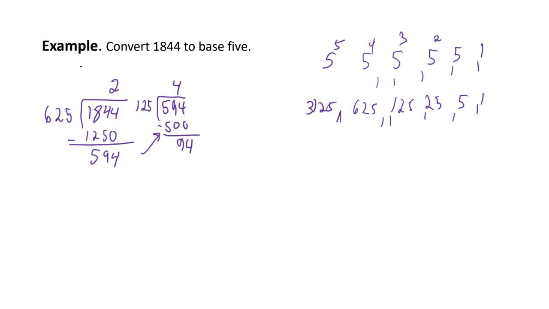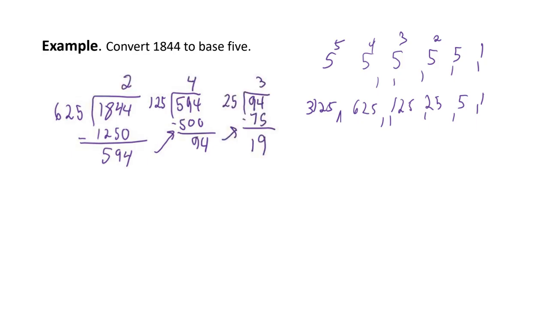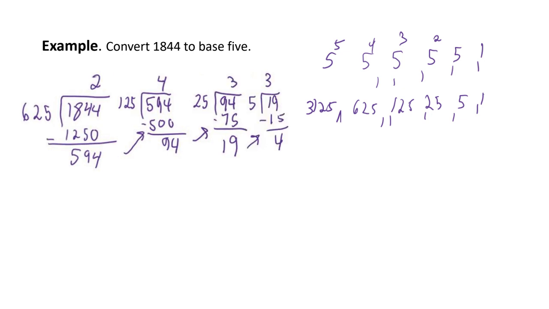Continue dividing until you get to the 1. You need all of the divisions, all of the place values. So 94 divided by 25 is 3 times, the remainder is 19. 19 divided by 5, the remainder is 4.